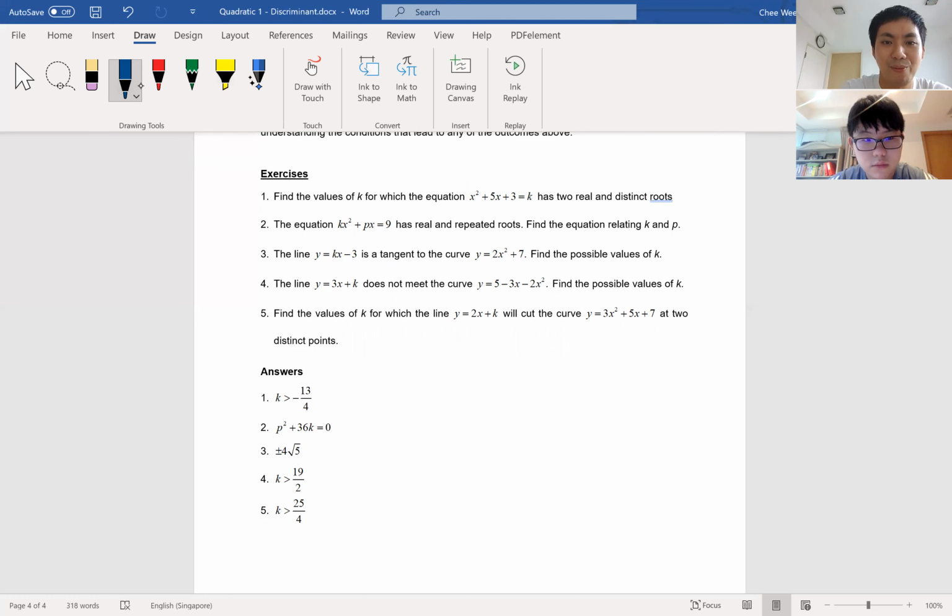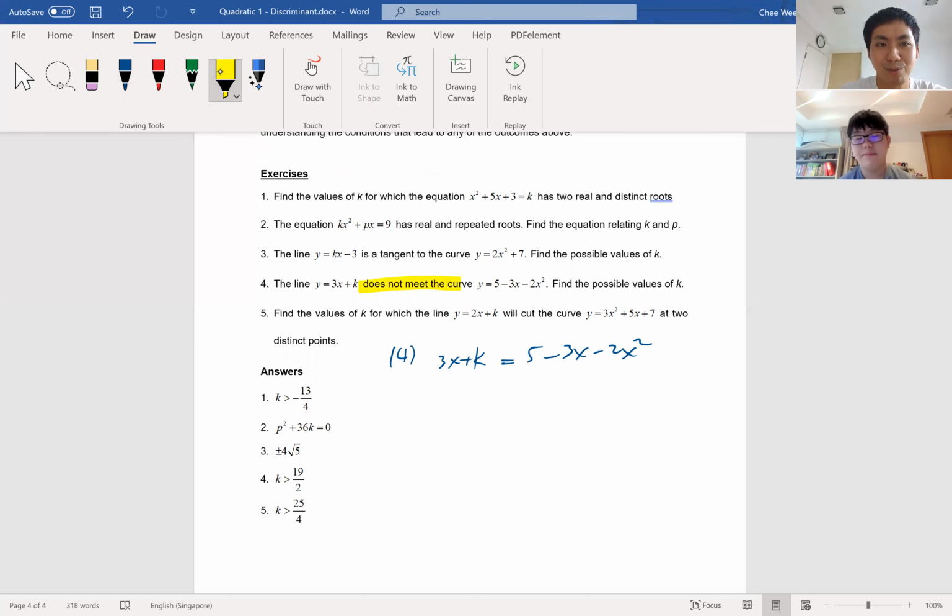So I'll just go through question number 4 with you. Let's say we have 3x plus k is equal to 5 minus 3x minus 2x squared. So the point is, does not meet means no solution, which means the discriminant must be negative, right?